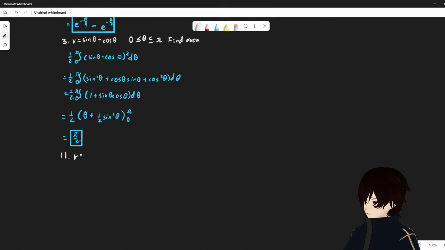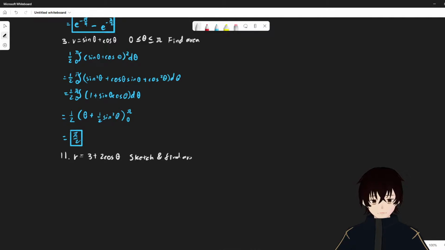Number 11 says r is equal to 3 plus 2 cosine theta. That's a cardioid. And it says sketch and find area. Let's do sketch first. Sketch easy. It can be ugly, I really don't care at this point. It's gonna look like this.